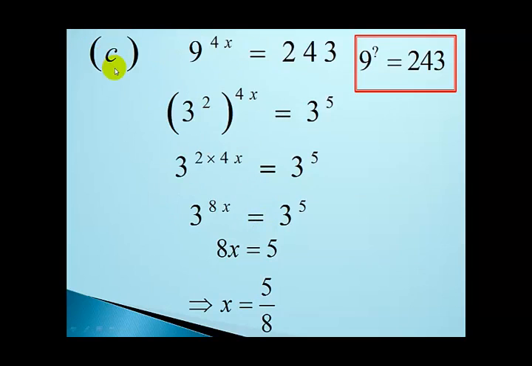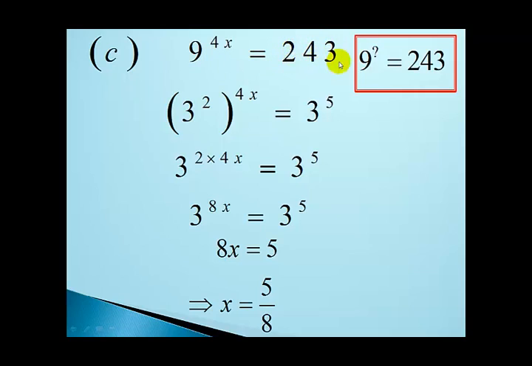Now we look at the problem in C. Given 9 raised to the power 4x is equal to 243. Now if you look at what we have here, 9 raised to the power question mark is equal to 243. Now let's look at this. On the left hand side, the base is 9. And on the right hand side, we have 243. So we have to express 243 also to have the base 9.